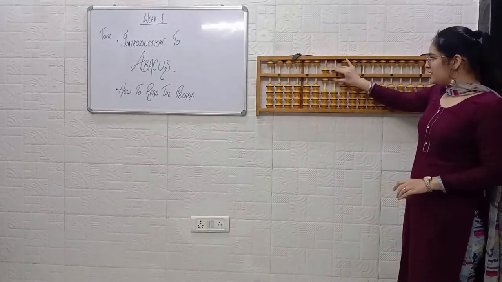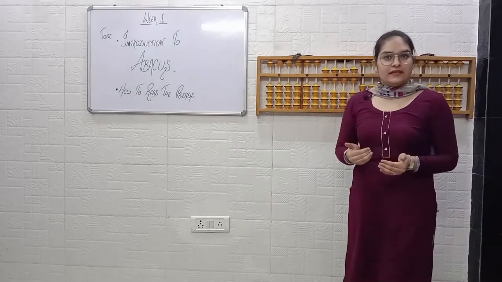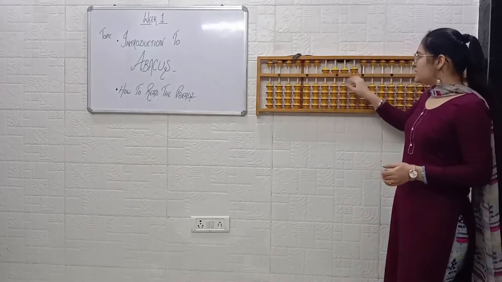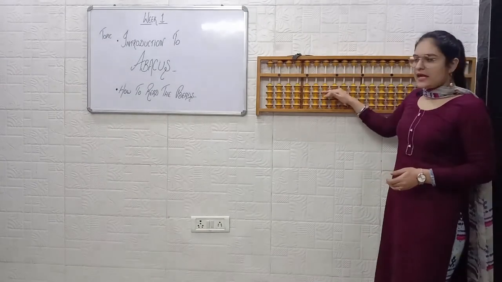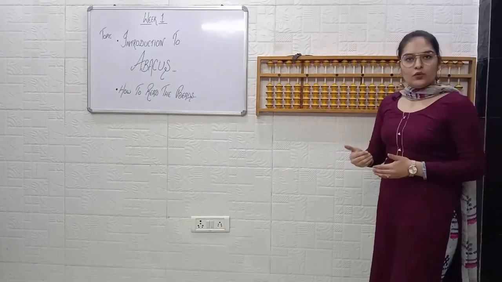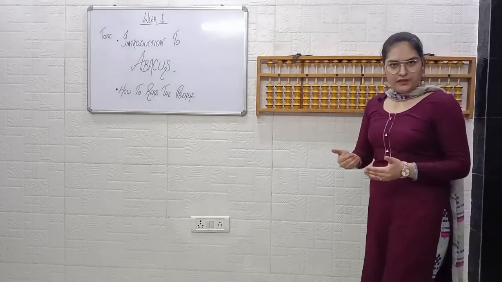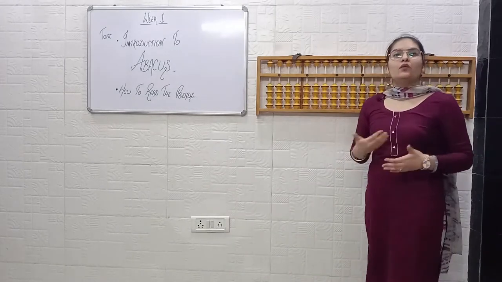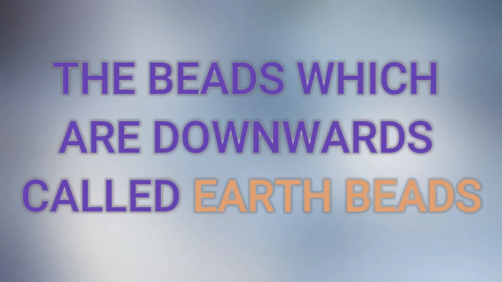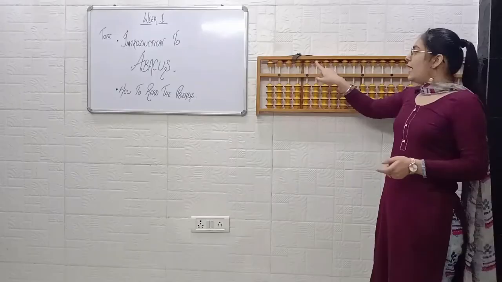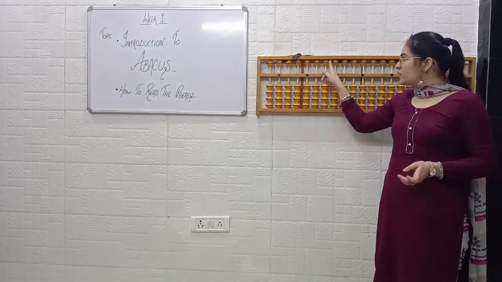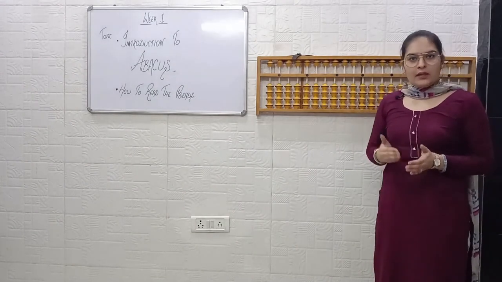You can see all these. These all are beads. What are all these? Beads. Okay, now you can see some beads are downwards and some beads are upwards. So the beads which are downwards are earth beads. The beads which are downwards are earth beads. And the beads which are upwards are heaven beads. The beads which are upwards are heaven beads.